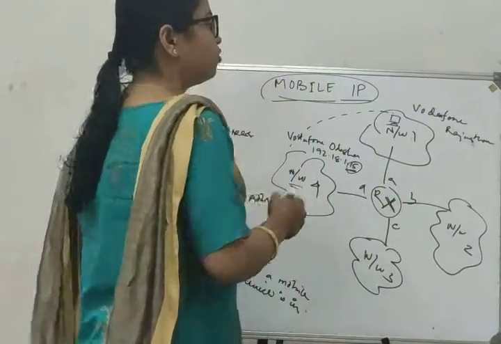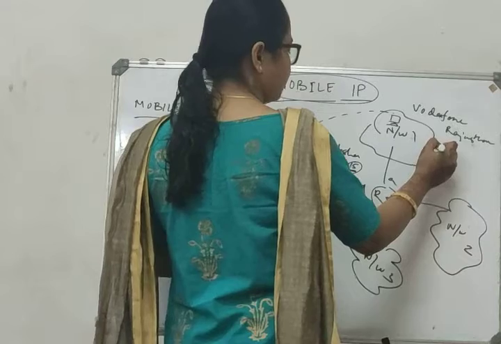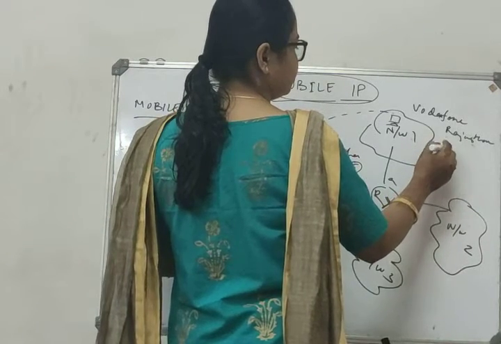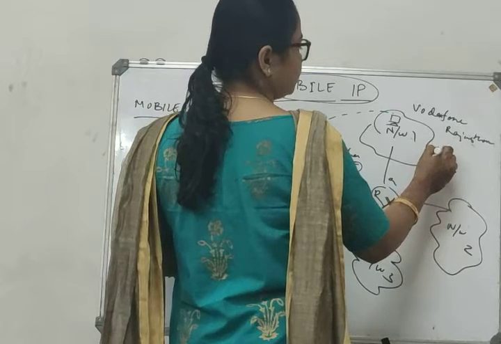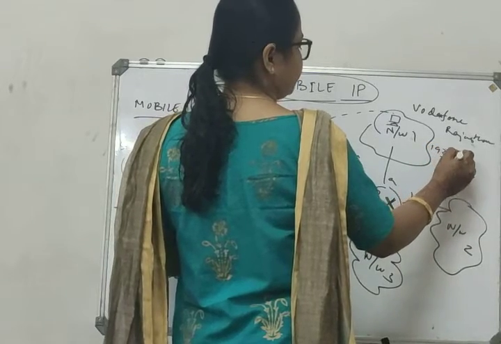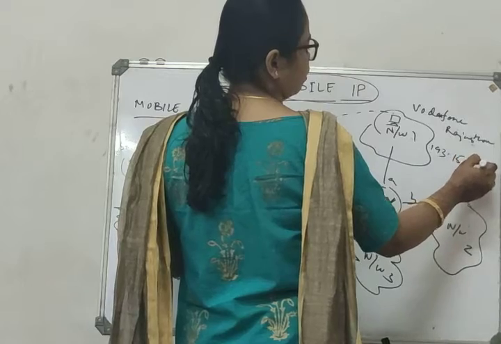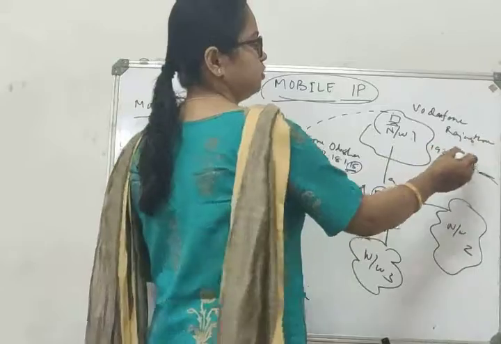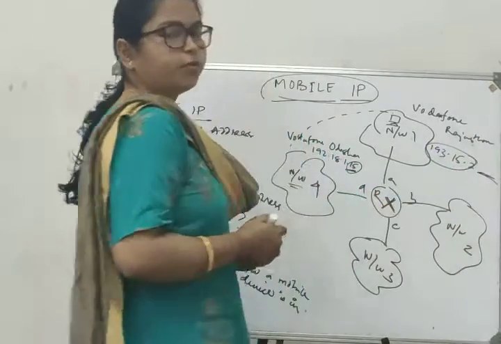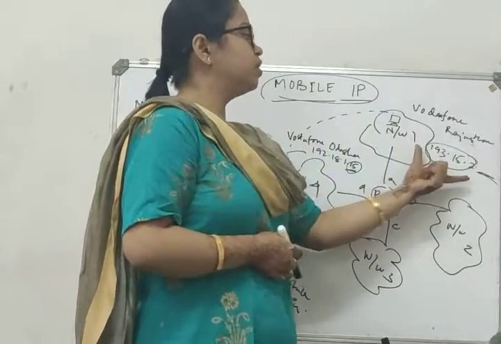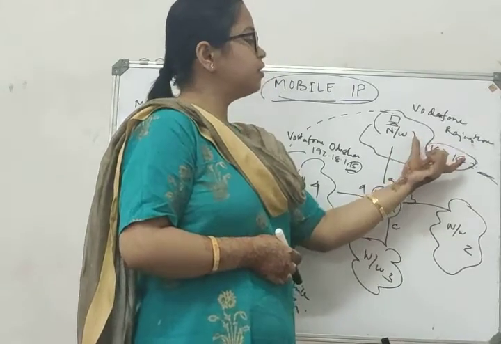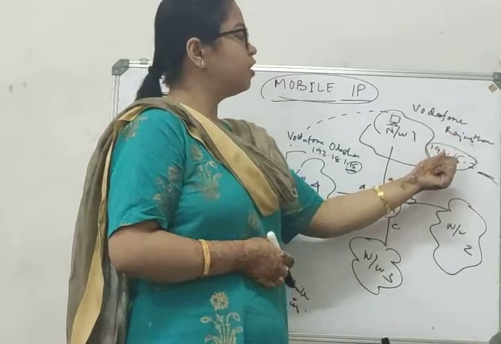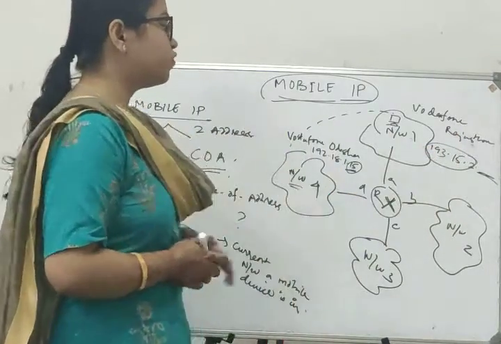Vodafone Rajasthan. Now this may be some other network, no? 192 dot, suppose I will say 193.15 dot 2 dot some. Okay, this is the network address. This one is the network. Let's leave the host, we do not care about anything. Now this is the network. Suppose now we have come to this network. Okay. Now what is the care of address?